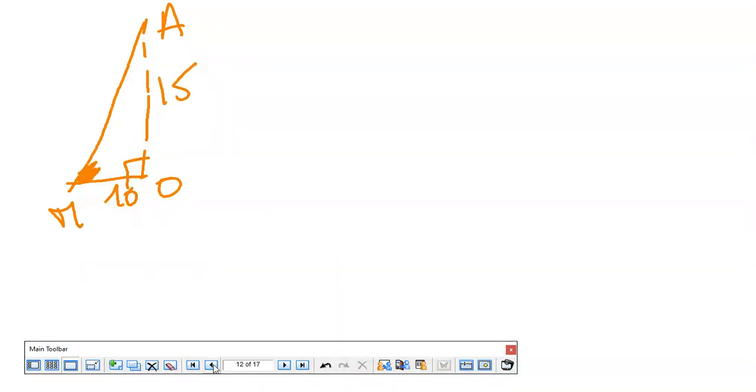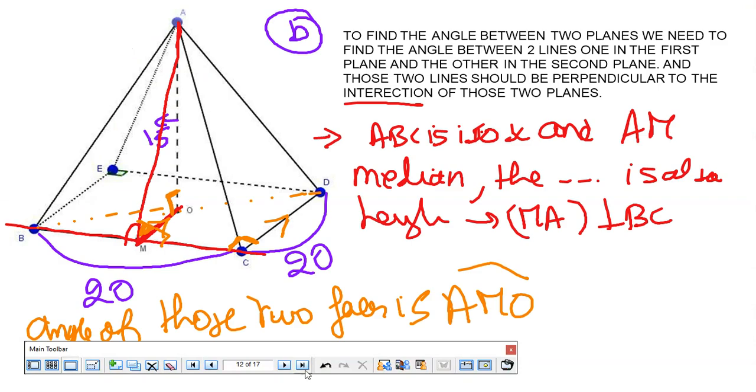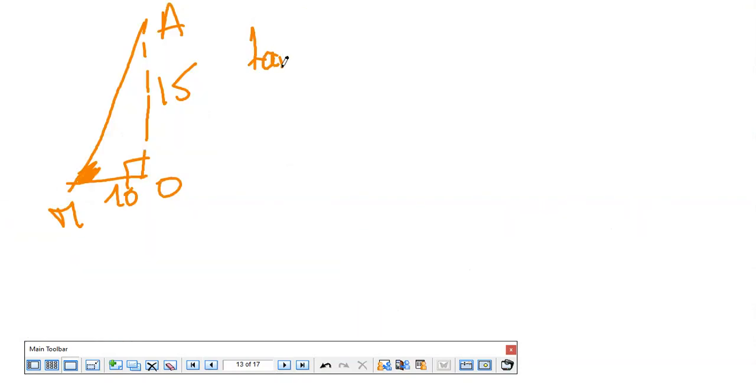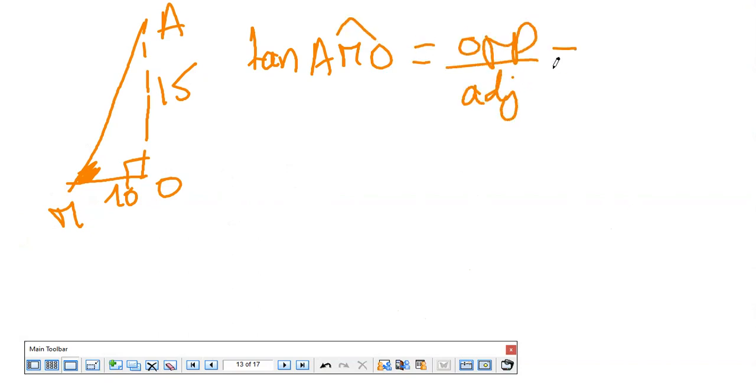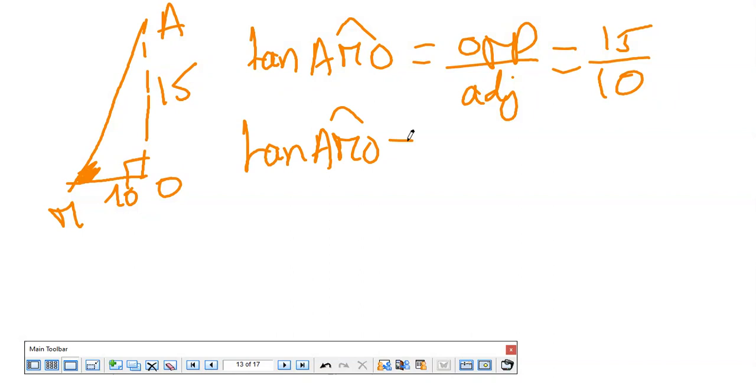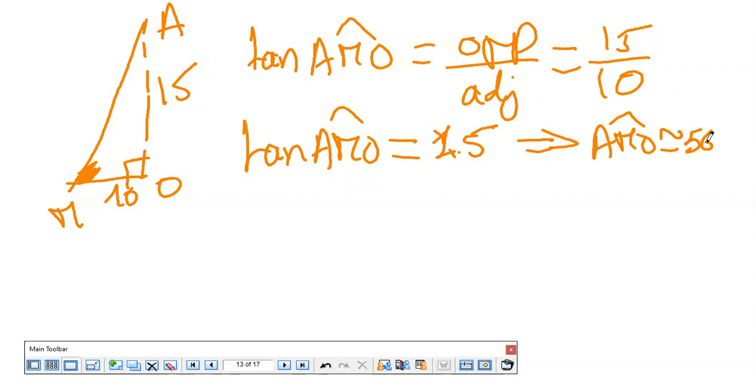And how are we going to find the angle AMO, guys? I need to use tangent of AMO. It's equal to opposite over adjacent, so it's equal to 15 over 10. So tangent AMO is equal to 1.5, and then I take my calculator and put shift tangent 1.5, and it gives me that the angle AMO is approximately 56 degrees.